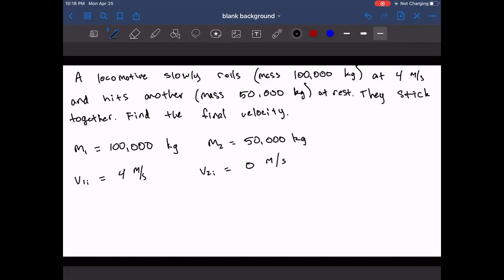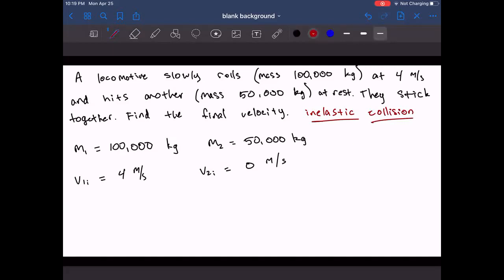And we're trying to find V1F and V2F. Okay, fine, I'm going to stop you there. That's only for elastic. This is an inelastic collision. Oh, okay. But let me ask you why. Do you know why? Because they stick together. Yes, yes, yes. Drill that into your head.